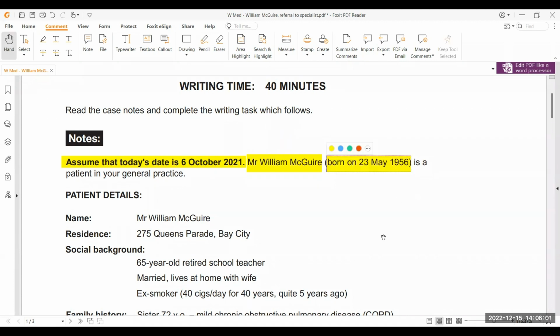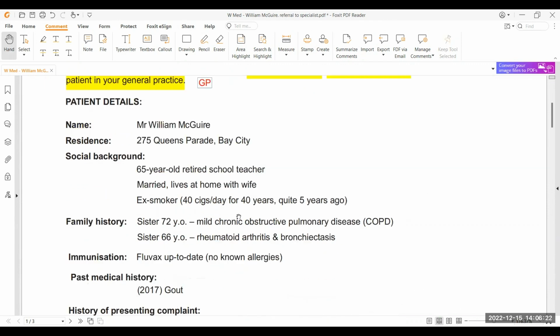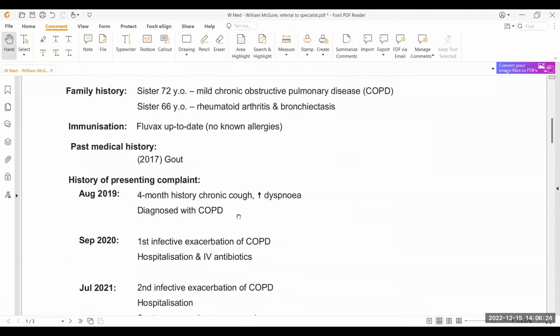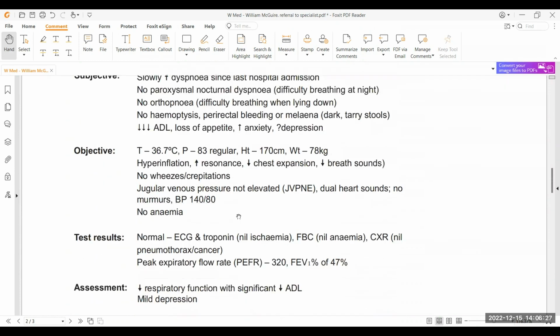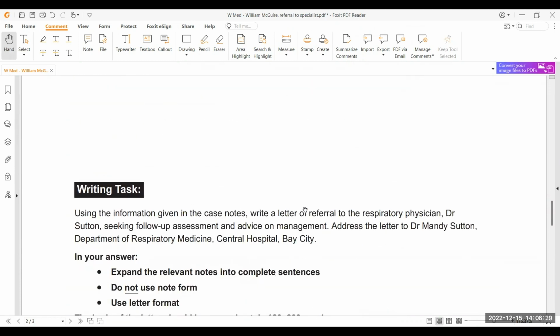So we have an elderly patient, and Mr. McGuire is a patient in your general practice. So in this case, your role here is the GP. And of course, after reading it, the very last note will be your actual writing task. I'll give you maybe half a minute to have a look at the writing task, and we can discuss.